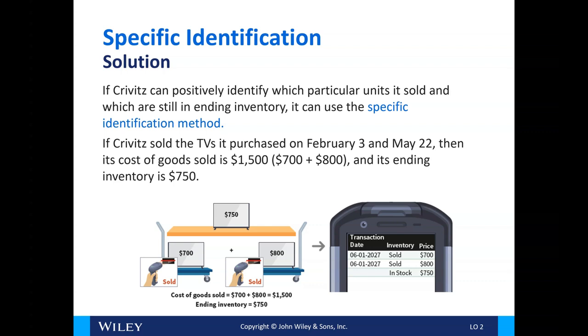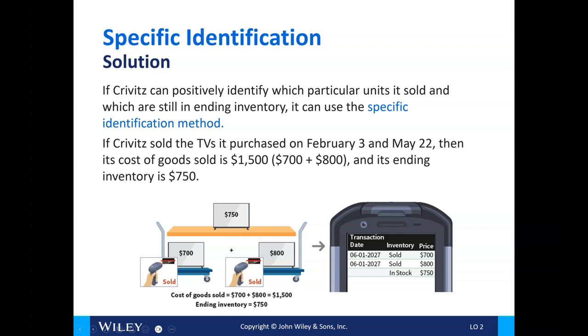Now, this might be one that you could specifically identify. And so if you did that, you could go, well, let's see, I actually sold the February 3rd TV and the May 2nd TV. So my cost of goods sold is going to be the cost of them, which is $1,500. And so the ending inventory is 750. So that's specific identification method.